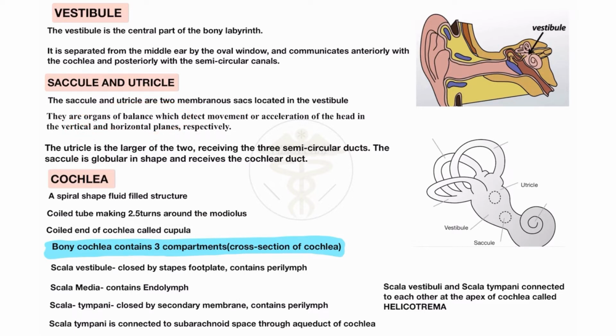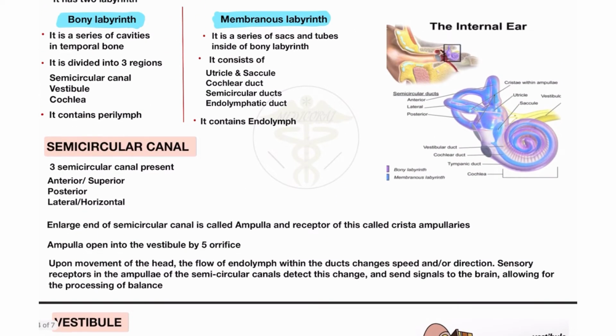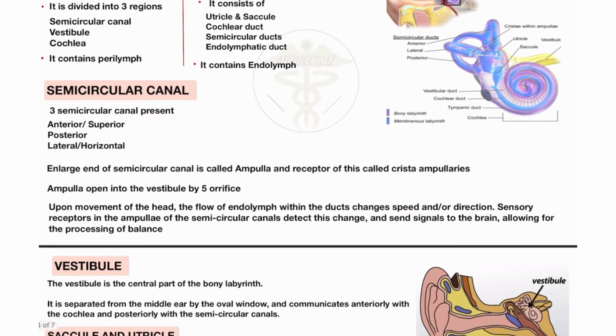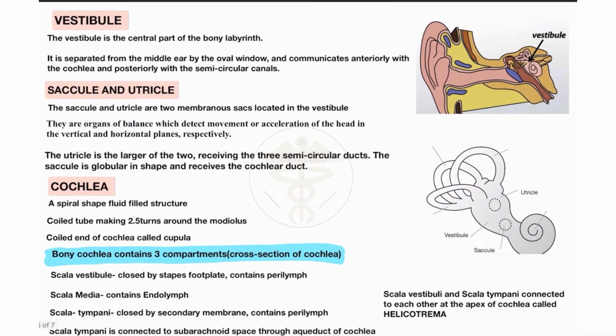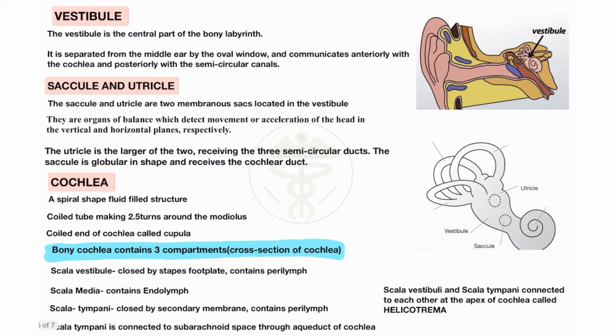The saccule and utricle are part of the membranous labyrinth. But the vestibule and semicircular canals are part of the bony labyrinth. Now the third part of the bony labyrinth is the cochlea. I already discussed the semicircular canal and vestibule. Now the cochlea. Third is the cochlea. It is the largest part, and I will discuss the function of the cochlea.